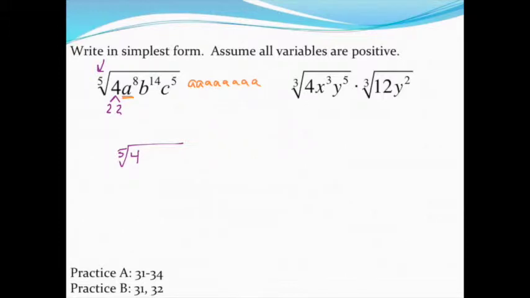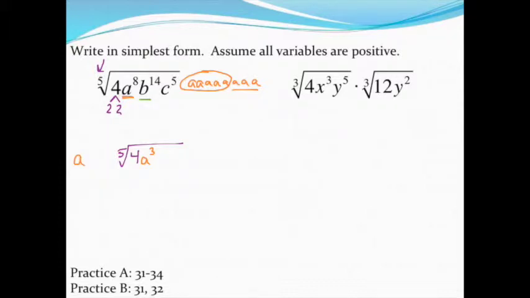So there's 8 a's written out. I need a set of 5, and I have that. There's a set of 5 a's right there. They're going to be able to overpower the warden and get out of jail. So out front, I'm going to have a single a for the set of a's that escaped. Notice though that not all the a's got out. 3 of them were left behind. So inside the jail, I still have a to the 3rd power.